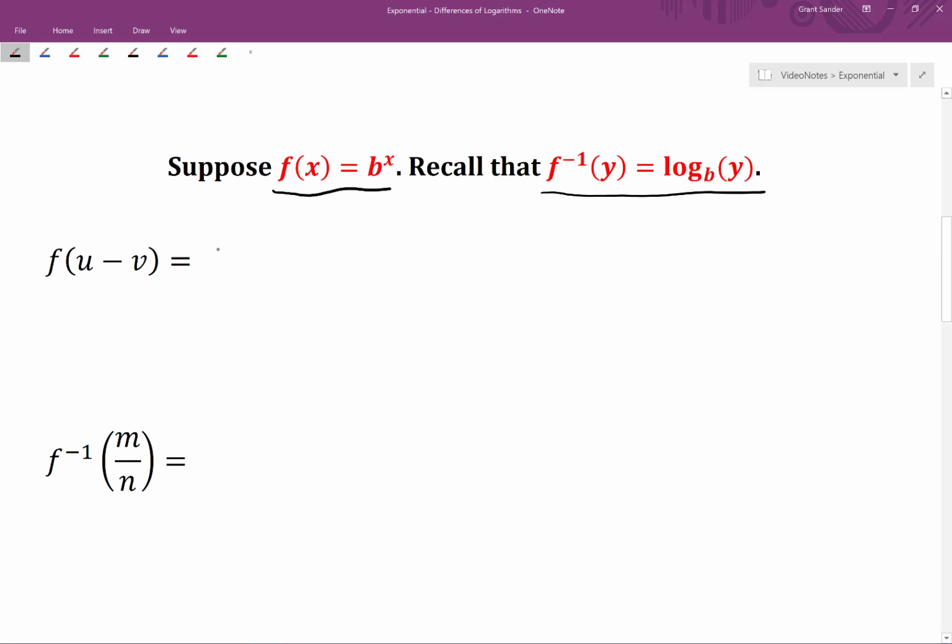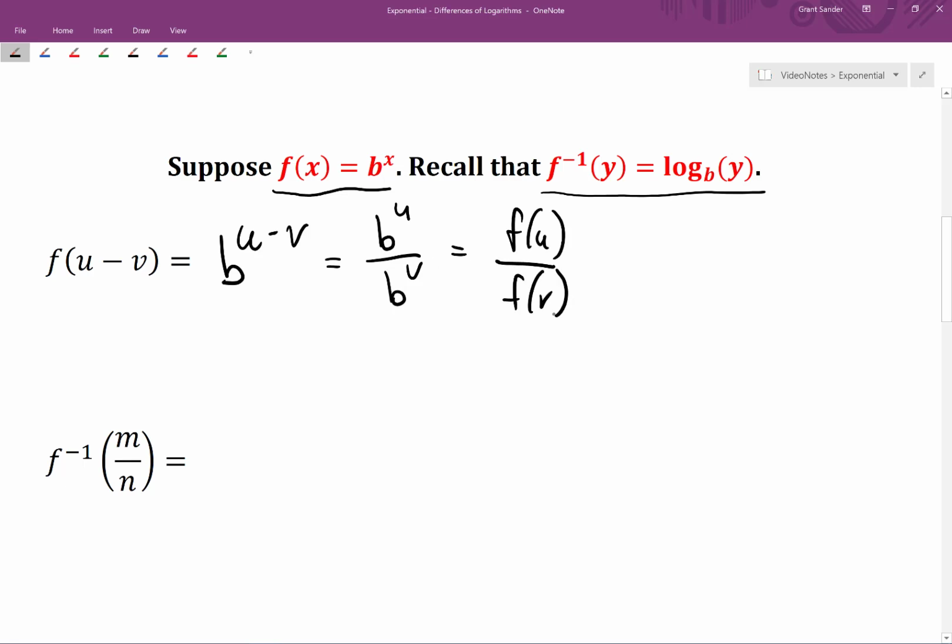So f of u minus v is a base of b raised to a power of that input, so u minus v. Recall that from exponent properties, b to the u minus v is equal to b to the u divided by b to the v. But b to the u is just equal to f of u, and b to the v is just equal to f of v. So f of u minus v, if we subtract in our inputs, we end up dividing our outputs.